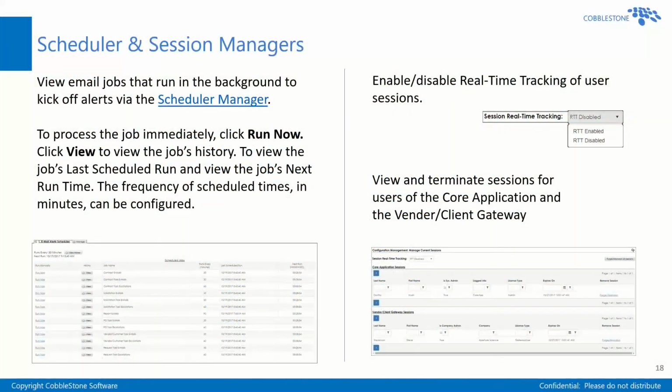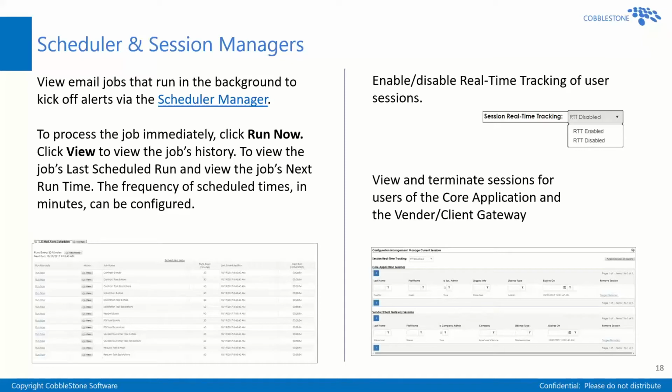Frequently. But on the left, we see an example of the Scheduler Manager. And what we use this page for is to take a look at the jobs that are running in the background of CobbleStone. And this is broken into two areas, our email alert schedule and our data schedule. This is broken into a number of columns as well.